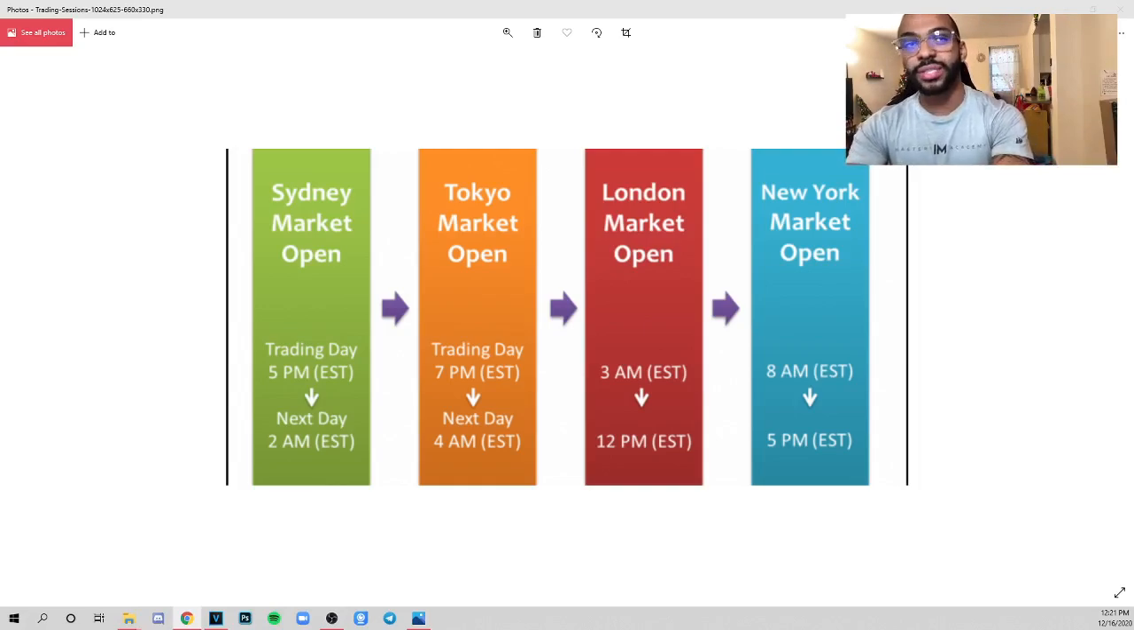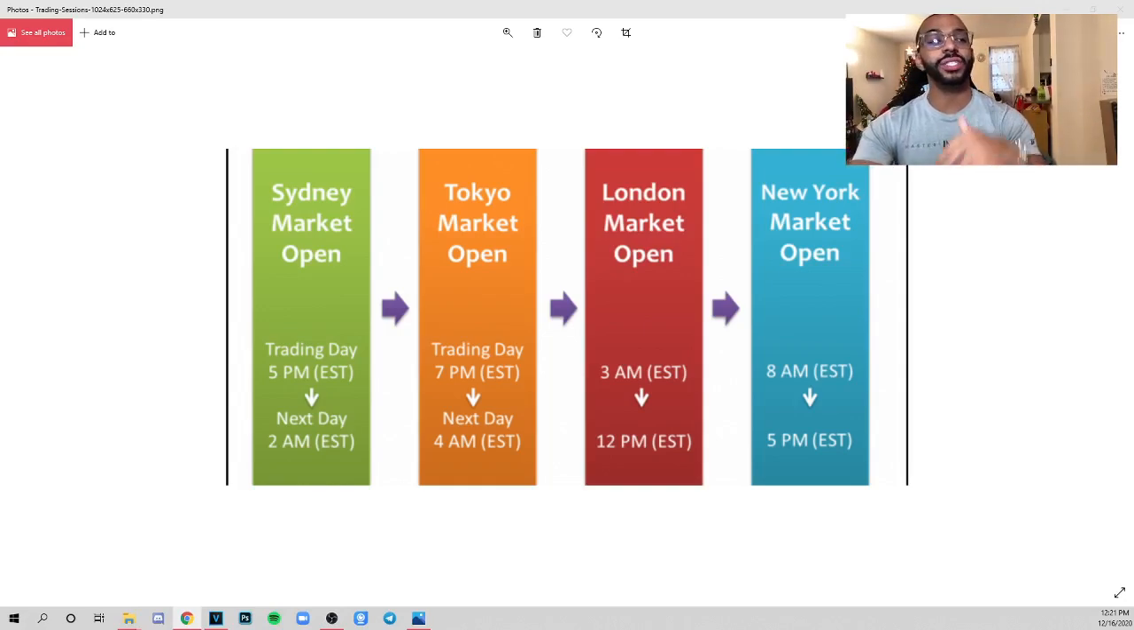So in Eastern Standard Time, London is obviously waking up. Business hours is 3 a.m. to 12 p.m. So if we're doing the math on that, once again, London is 5 hours ahead of New York, so that would be 8 a.m. London time to, once again, 5 p.m. London time. Tokyo session, the same exact thing. It's from 7 p.m. Eastern time all the way into 4 in the morning Eastern time.